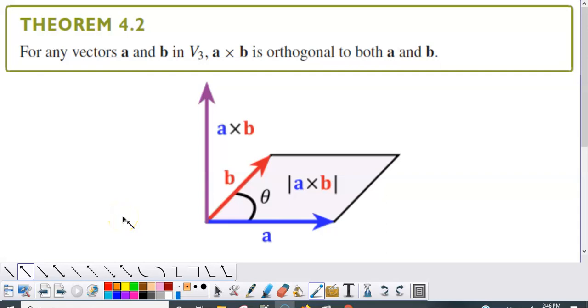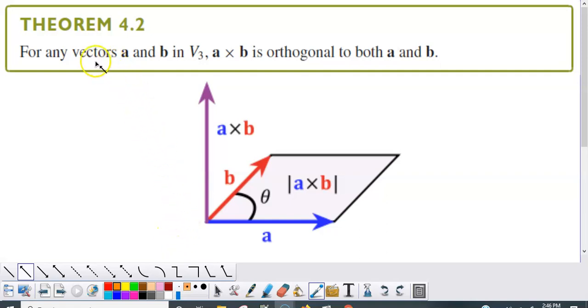So in our last couple of videos, we have reviewed determinants. We used determinants to define a cross product. And now in this video, what we want to do is talk about the geometric interpretation of a cross product.